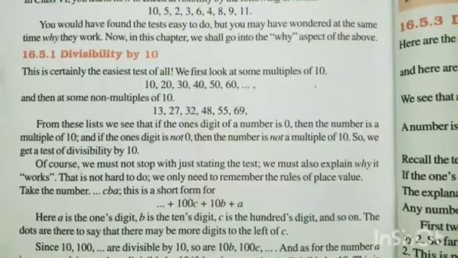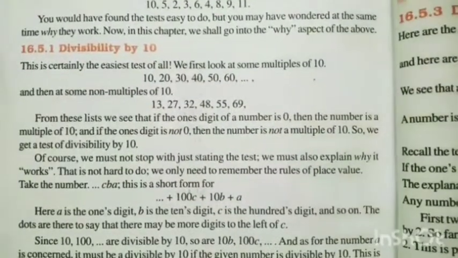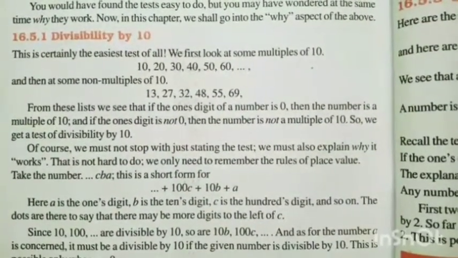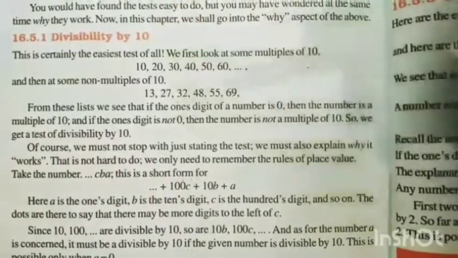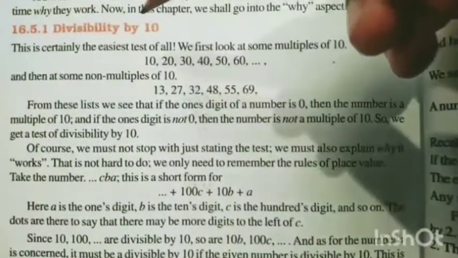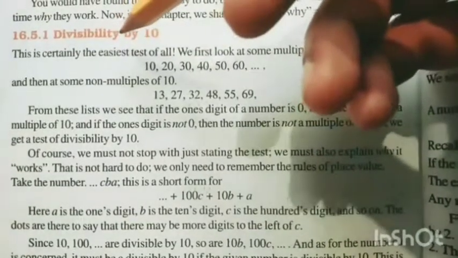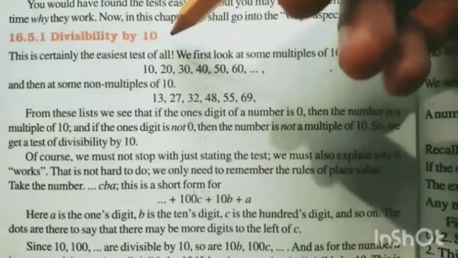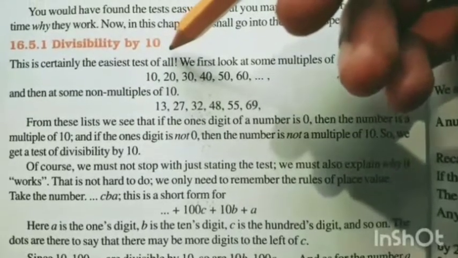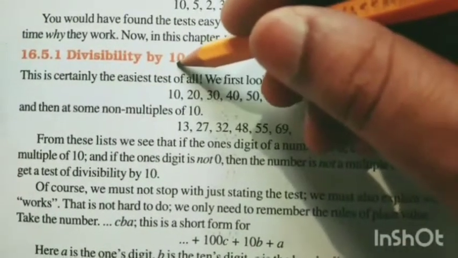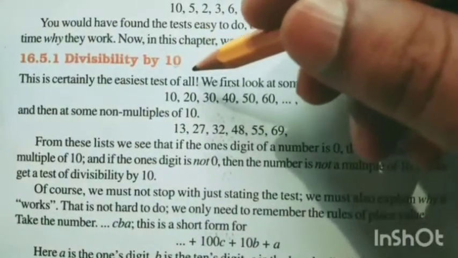So here the details about divisibility tests are given. How these divisibility tests are proved is explained properly here in an advanced way. Divisibility by 10. So divisibility by 10 is what? We know that any number is divisible by 10 if the ones place is 0.